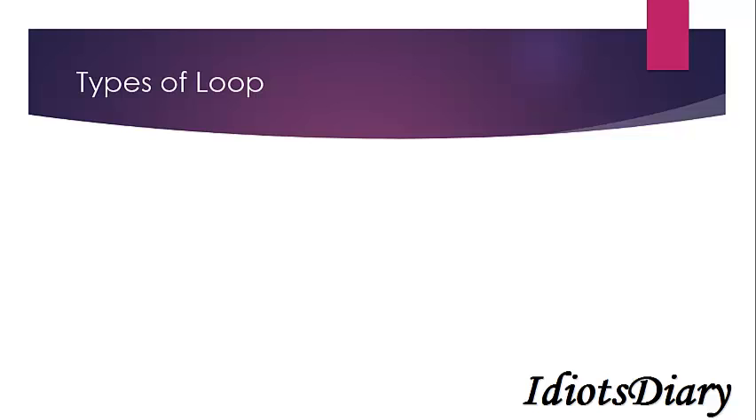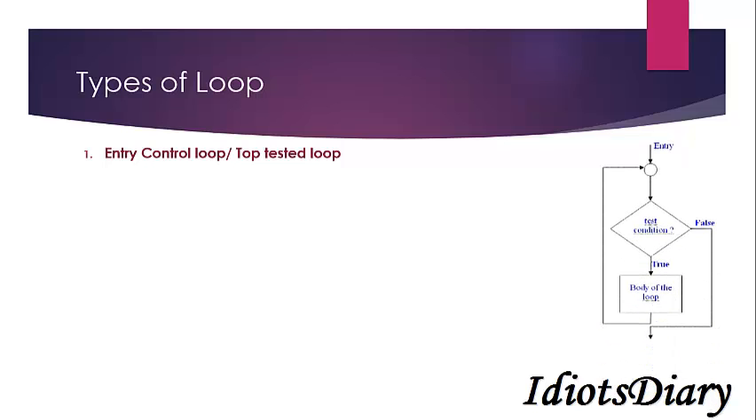Now we discuss the types of loop in C. There are 2 types of loop in C. First is the entry control loop or top tested loop. In this loop, first the condition is tested, and if the condition is true, then the statements are executed. After the statements, again the control goes to the condition, and again the condition is tested. If the condition is again true, then the loop is executed. Otherwise, if the condition is false, then the loop is terminated.